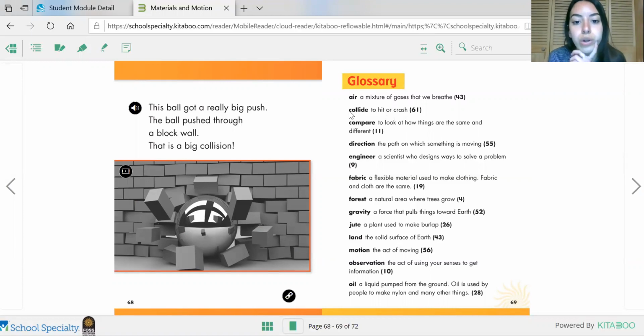So we learned this word collide. Say collide. When something collides, it hits or crashes into something else.